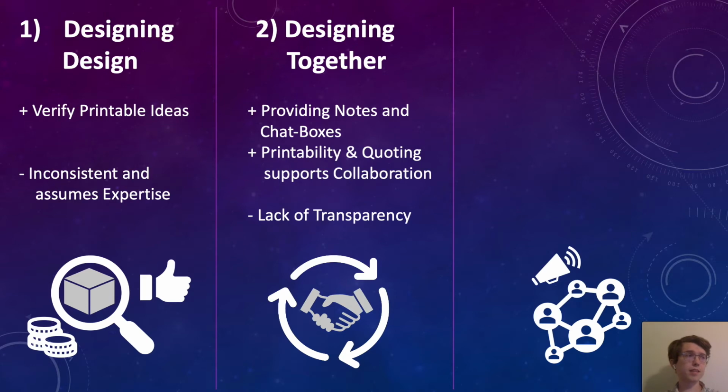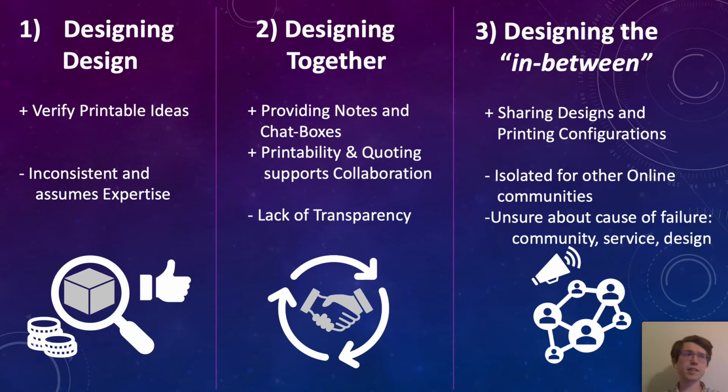Second level, designing together. These services often provided ways of talking with the services, either by attaching notes to an order or through chat boxes, and provided ways of checking printability and quoting different costs, supporting collaboration as a whole. But there's often a lack of transparency about how they'd help you collaborate or what these automated assistants would be checking for.